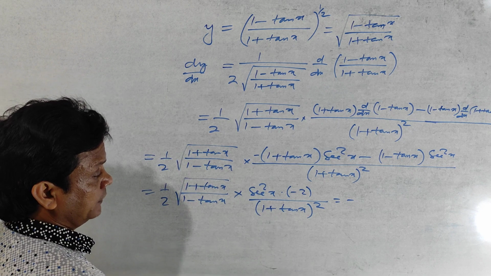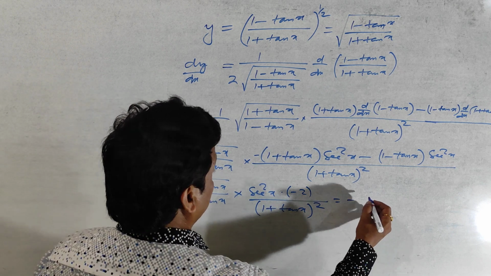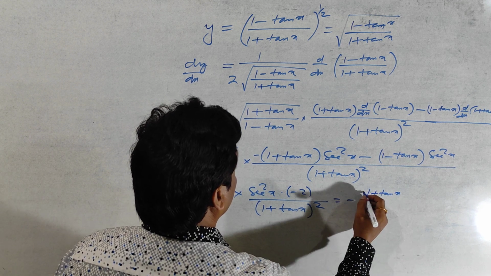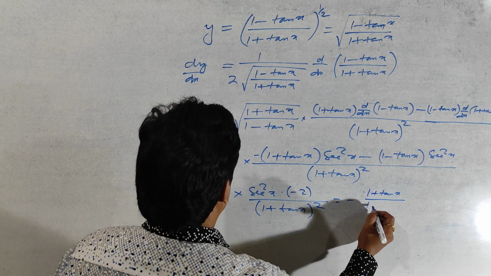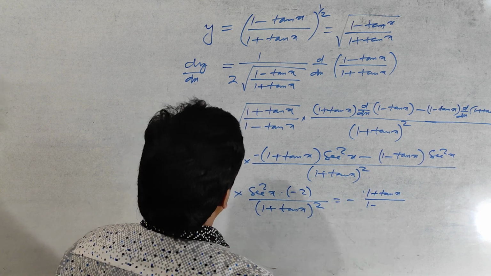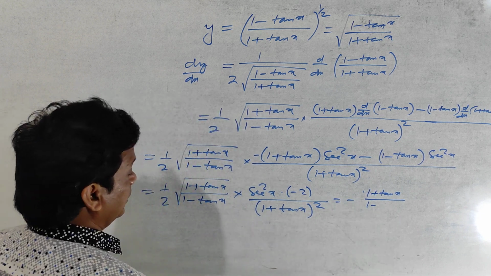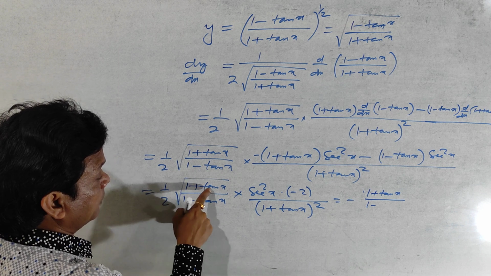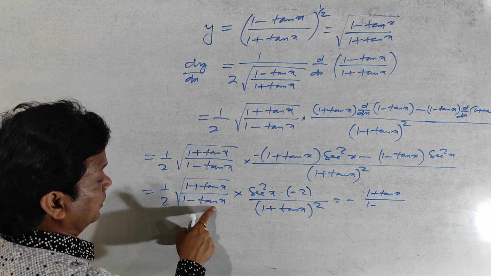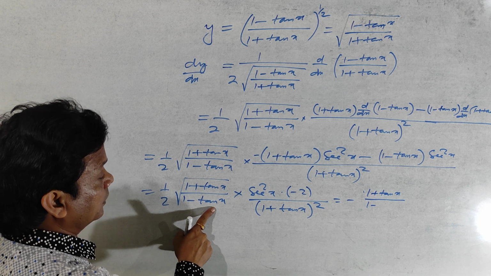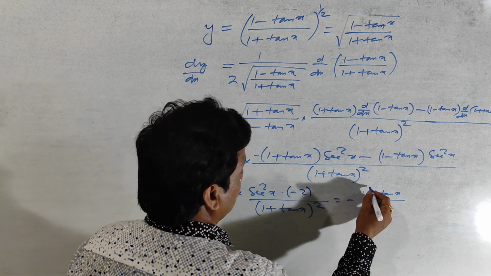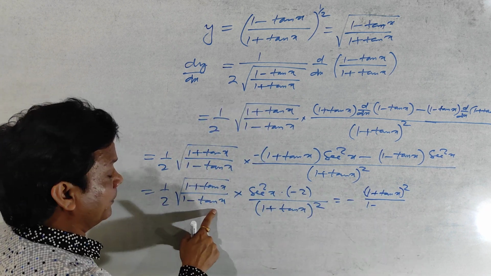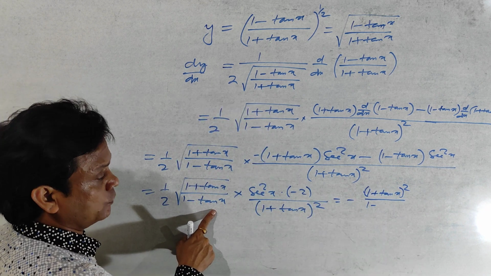Minus goes outside. And it is 1 plus tan x divided by 1 minus tan x. So it will be easy. Multiply 1 plus tan x in the numerator and denominator here. So it will become 1 plus tan x whole square, and denominator will become 1 minus tan x into 1 plus tan x, 1 minus tan square x.